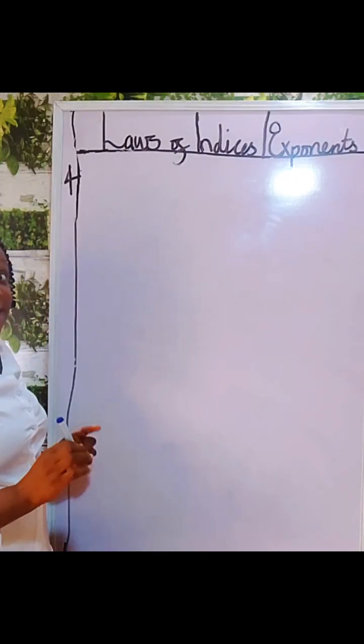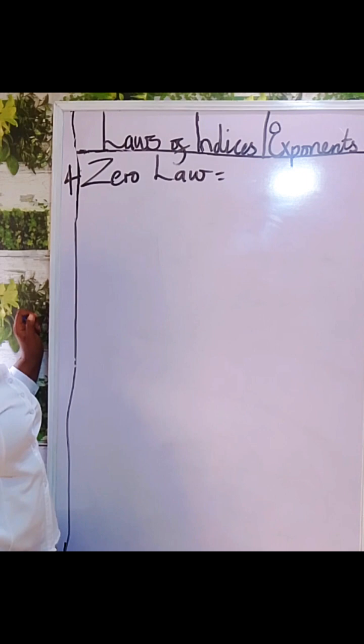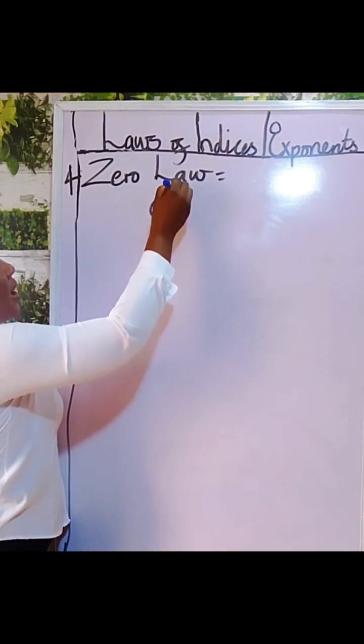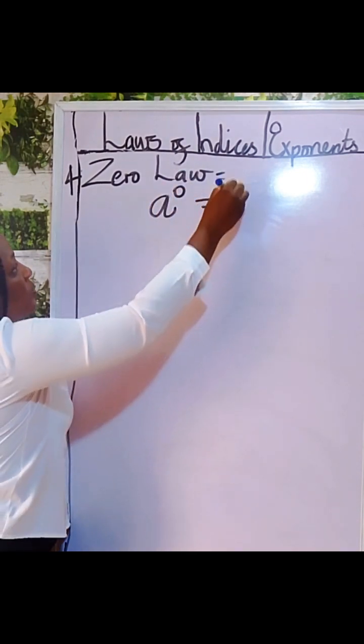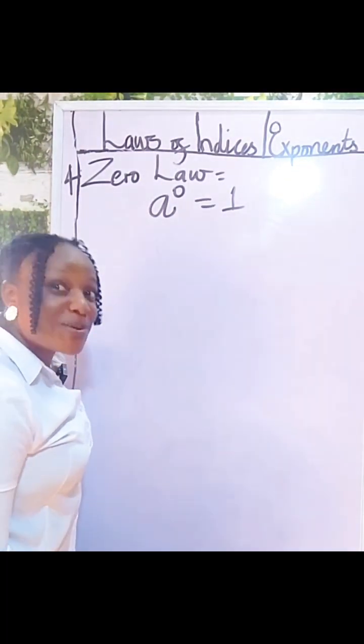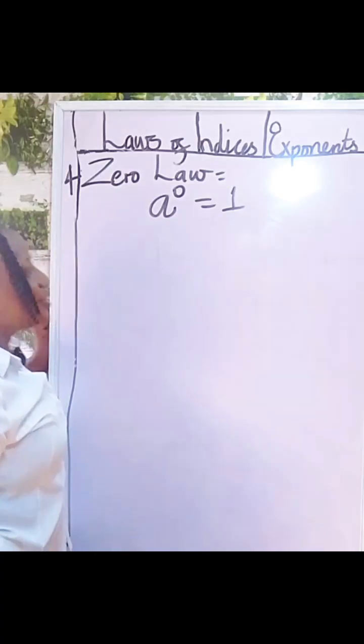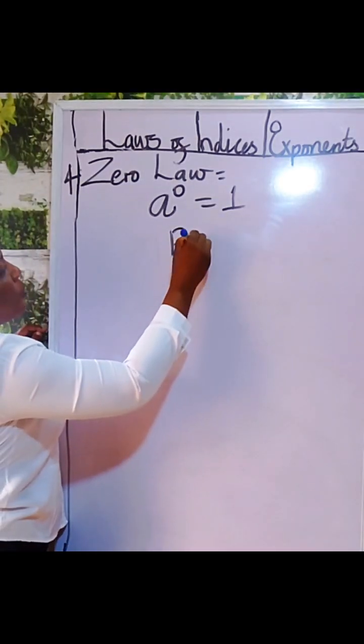Another law of indices is the zero law. It says that any number raised to power 0 is equal to 1. Any number raised to power 0 is equal to 1. Can we prove it? We can.